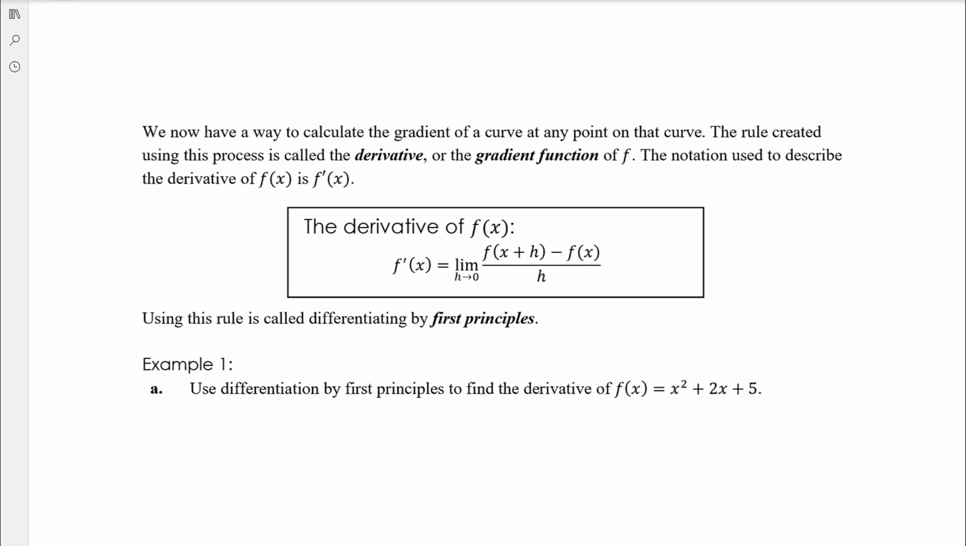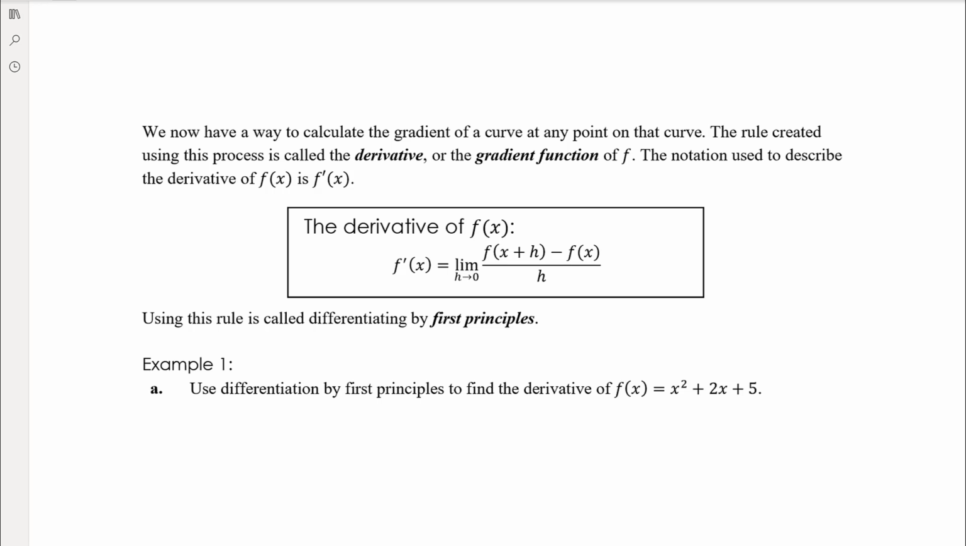Using this rule is called differentiating by first principles, and you do need to understand and be able to use this rule. Okay, over the rest of this topic we're going to look at how we can establish more efficient rules for all the functions we're going to work with commonly, but they all come back to this derivative by first principles, and in fact I'm going to show you how all those rules derive from this first principles process before we then actually go ahead and use them.